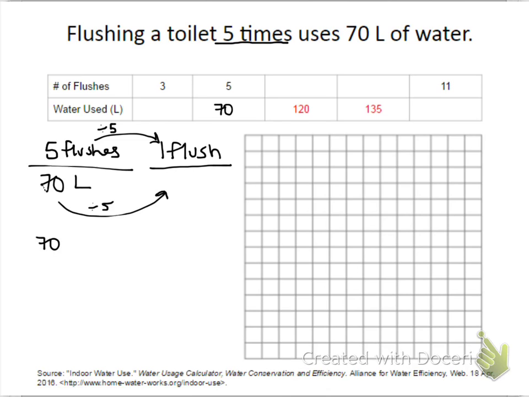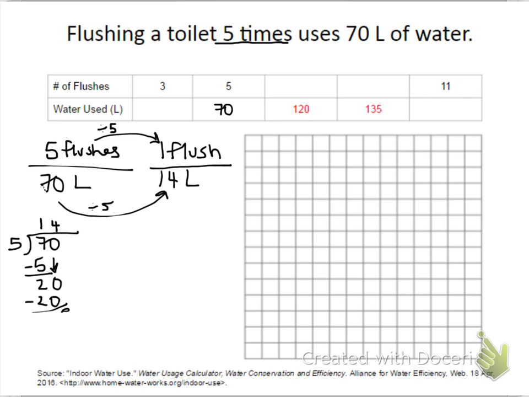Well, 70 divided by 5, 5 goes into 7 1 times, and 1 times 5 is 5. 7 minus 5 is 2, and I bring down that 0. 5 goes into 20 4 times, and 4 times 5 is 20. 20 minus 20 gives me 0. So that means every time you flush the toilet, it uses 14 liters of water. That's a lot of water. When I first discovered that, I was really surprised. So this is my unit rate.